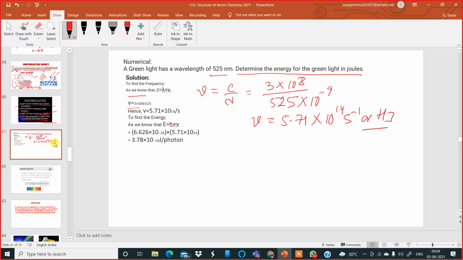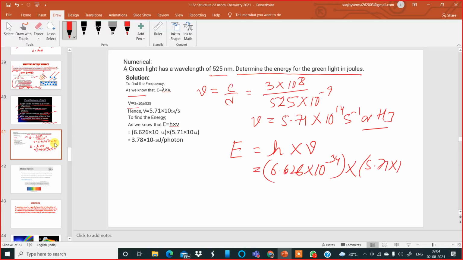Now, to get the energy, the formula is the product of Planck's constant into v. Planck's constant we know is 6.626 into 10 power of minus 34, multiplied by v, which we obtained as 5.71 into 10 power of 14. If you simplify this, we get the energy in joules. The answer is already solved over there. I'm writing it once more, 3.7 into 10 power of minus 19 joules per photon. That is how you are going to solve this problem.